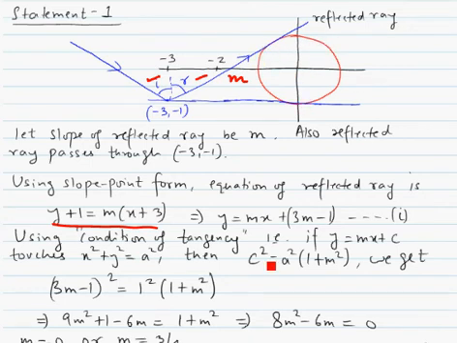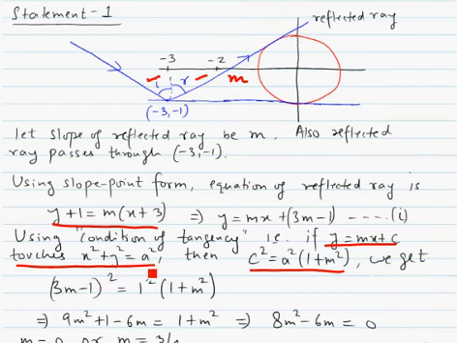We can use this result: the line y equals mx plus c is tangent to the circle x square plus y square equals a square, provided c square equals a square into 1 plus m square. The line y equals mx plus c touches this circle if this condition is true. Now we'll apply this condition to find the value of m.